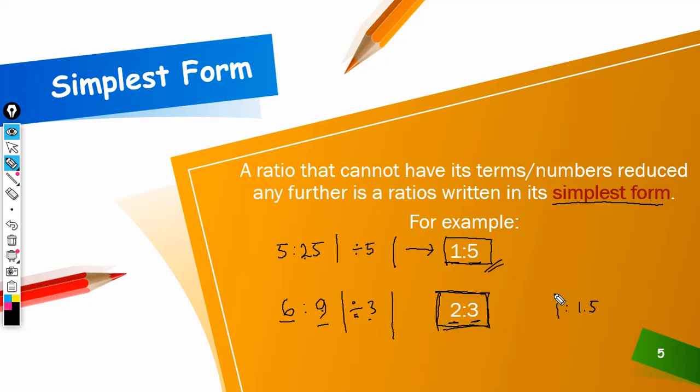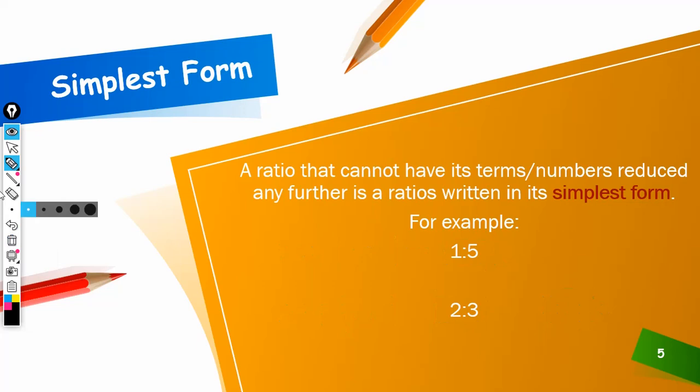Okay, this is not the one we want because 1.5 is a decimal, it's not a whole number. So that's all for simplest form.